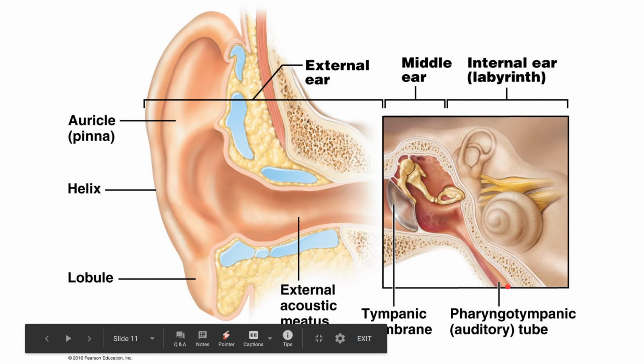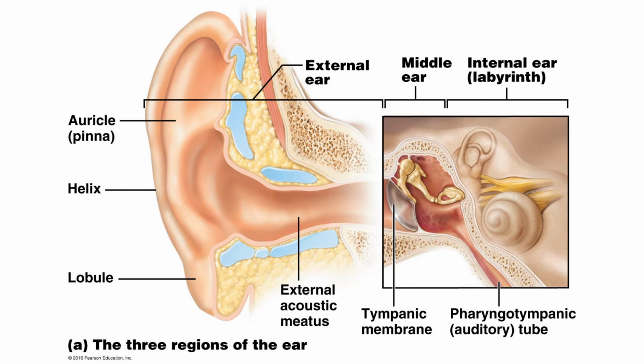And this tube is normally flat, but it opens up whenever we need to equalize the pressure in our ears. If you've ever been on an airplane or maybe driving up a high hill or something like that, that sensation of your ear popping, that's actually your pharyngotympanic tube equalizing the pressure. The pressure in the middle ear and the external ear has to be the same, or else it's going to cause the tympanic membrane to vibrate wrong and it distorts what we're hearing.